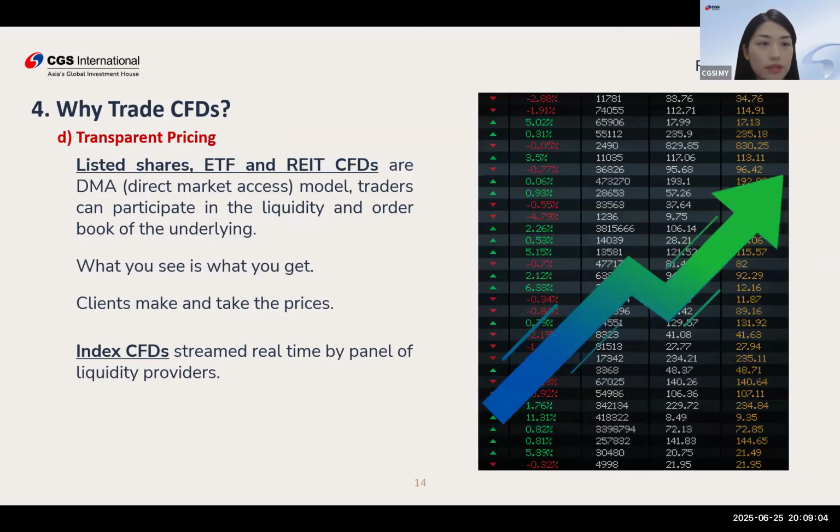Okay, so the fourth reason for trading CFD is the transparent pricing that I mentioned just now, because of our DMA model. Our listed share, ETF, and also REIT CFDs are DMA model. So the trader can actually participate in the liquidity and order book of the underlying. And what you see is what you get. So you can make and take the price. Well, for our index CFD, it is streamed real-time by a panel of our liquidity providers.